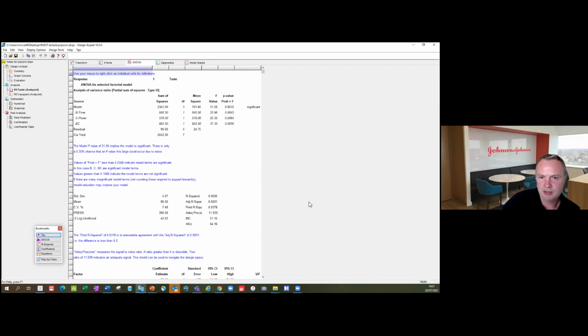Then we move on to the ANOVA, which will give us some statistics around those factors and if we include them in the model. First of all, we want to see is the model itself significant, and we're looking at p-values here. So anything less than 0.05 is a significant term. So the model here is significant, and it's also shown that these 3 factors, your time, your power, and an interaction between both of them are also significant.